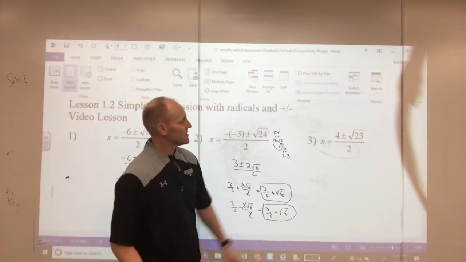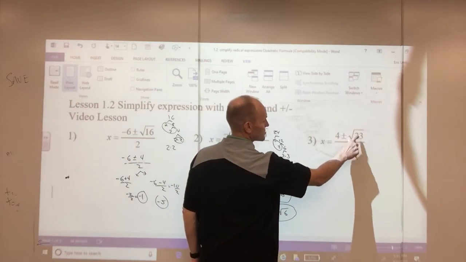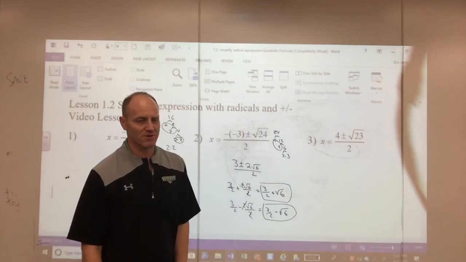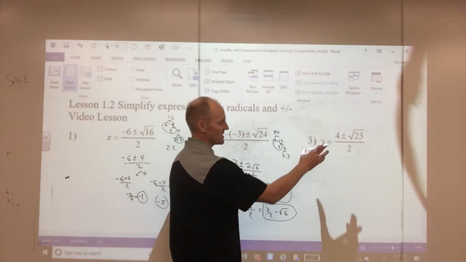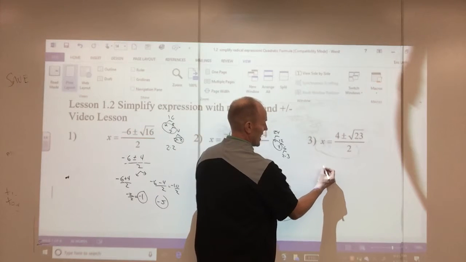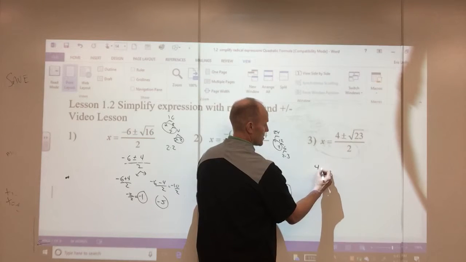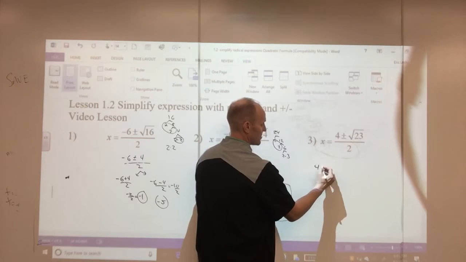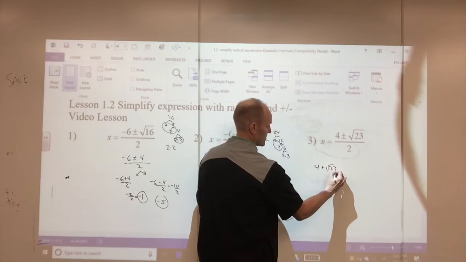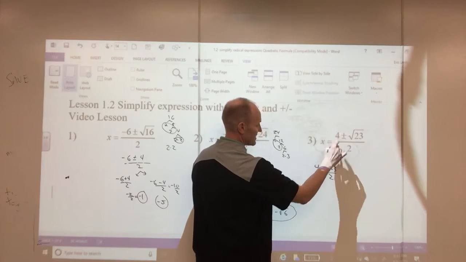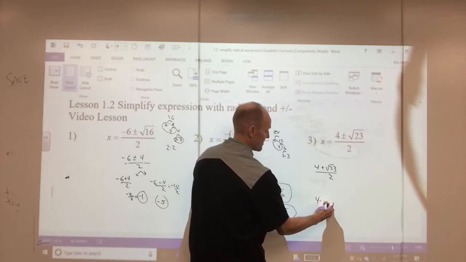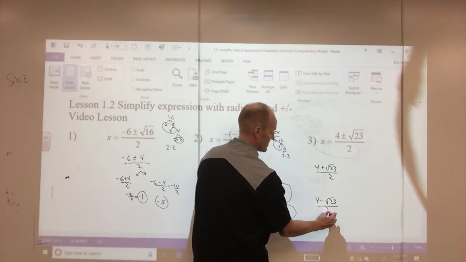All right, last one. Square root of 23. There are no two numbers that can multiply to give square root of 23, so at this point I really can't do anything further. I just have to leave it as square root of 23. So I'm going to have 4. I'm going to do one more step here. I have adding these together, and I have subtracting these.